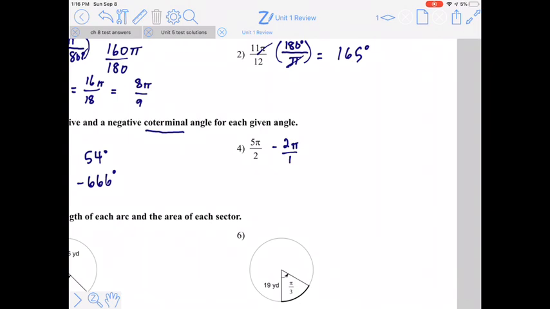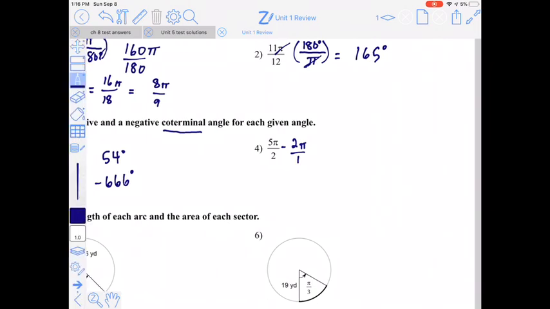So if I wanted to subtract, I could just keep it in radians and subtract 2 pi over 1, which is the same thing as 4 pi over 2 if I want to get a common denominator. So 5 pi over 2 minus 4 pi over 2 is pi over 2.